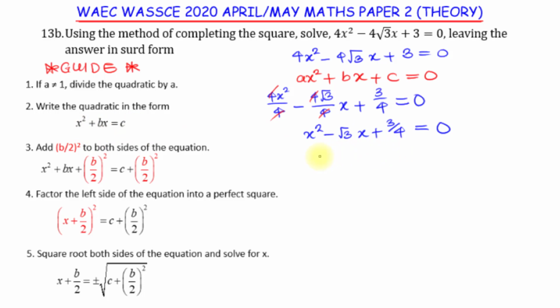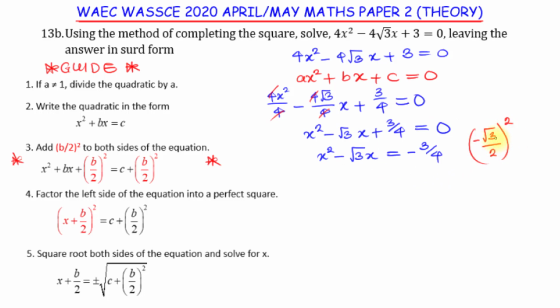If we do that here, we just have x squared minus root 3x is equal to, when 3 over 4 moves to the right hand side, it becomes minus 3 over 4, and we are done with the second step. Now this is the key factor we need to consider when working with the completing the square method. What we are asked to do is to add the square of half of the coefficient of x to both sides of the equation. For us, that coefficient is minus root 3, so we add minus root 3 over 2 all raised to power 2 to both sides of the equation.